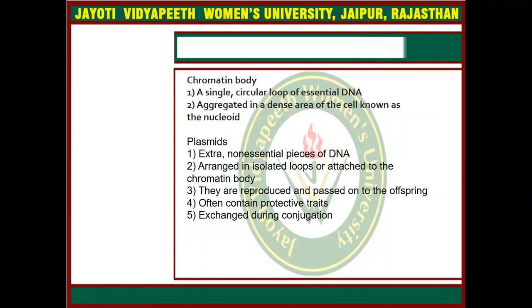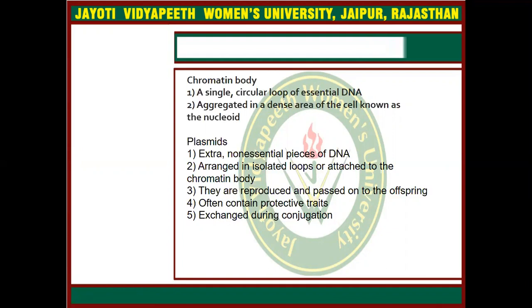Next organelle is the chromatin body. Chromatin body is also known as the bacterial genetic material. A single circular loop of essential DNA has been considered in the bacteria. The bacterial DNA is aggregated in a dense area of the cell, which is known as the nucleoid. The genetic material of the bacteria is kept inside the cytoplasm.